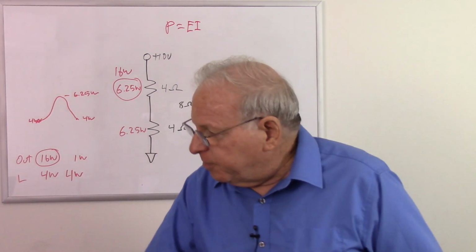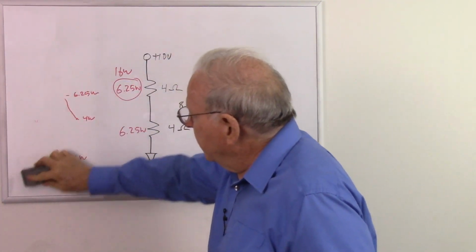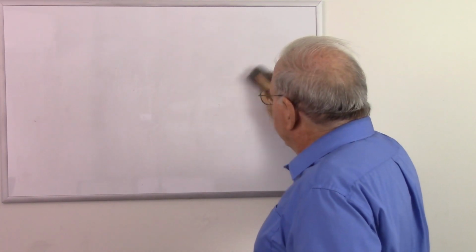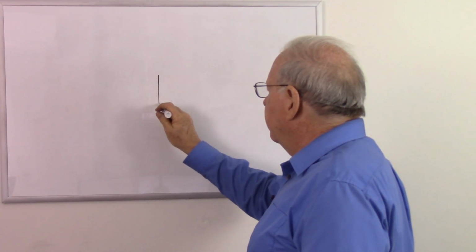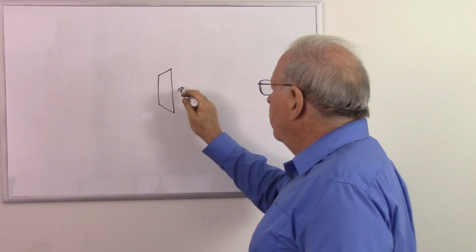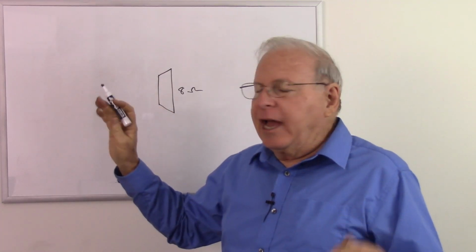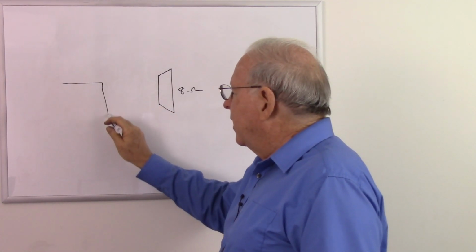So our speakers are going to be rated at a certain impedance, and your typical speaker impedance is going to be 8 ohms. So I'll draw a speaker here. That's an 8 ohm speaker. And your typical output of your amplifier is going to be, guess what?